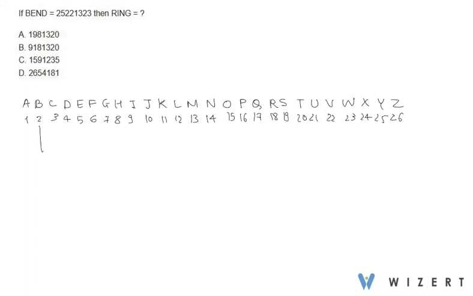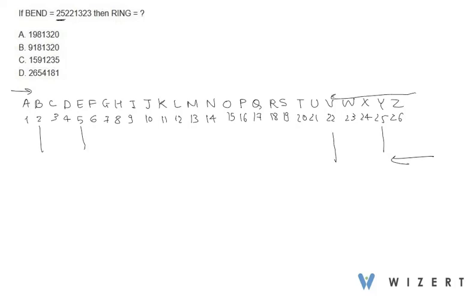So B, E, N, and D are the letters. For B, they have used the number 25. So if the letter is second from left, they have used the ranking second from right. The next letter is E, which is fifth from left. So they must have used the ranking fifth from right, that is 22.